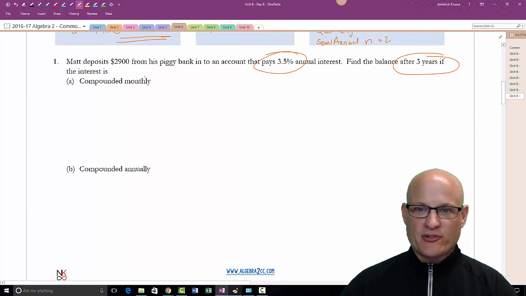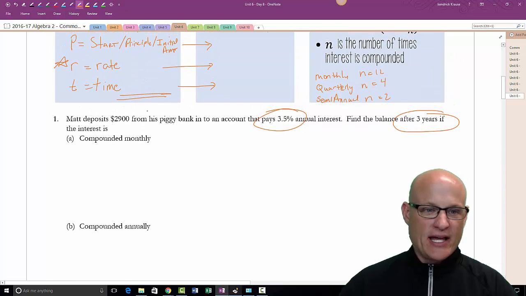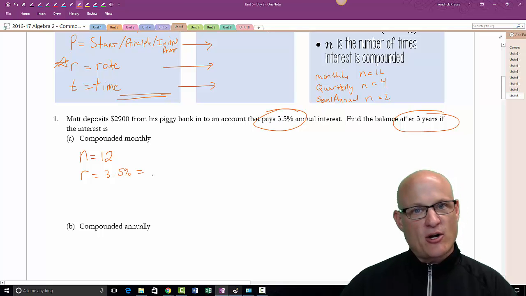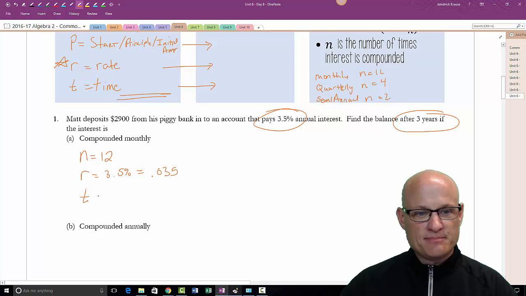So let's see all the pieces to compounded monthly. We need n. Well, n's easy. n's 12. It's compounded monthly. What's my rate? Rate's easy. It's 3.5%. Why don't we convert that right to a decimal right now? Because this is where you're going to make your common mistakes. 0.035. Time, 3 years.